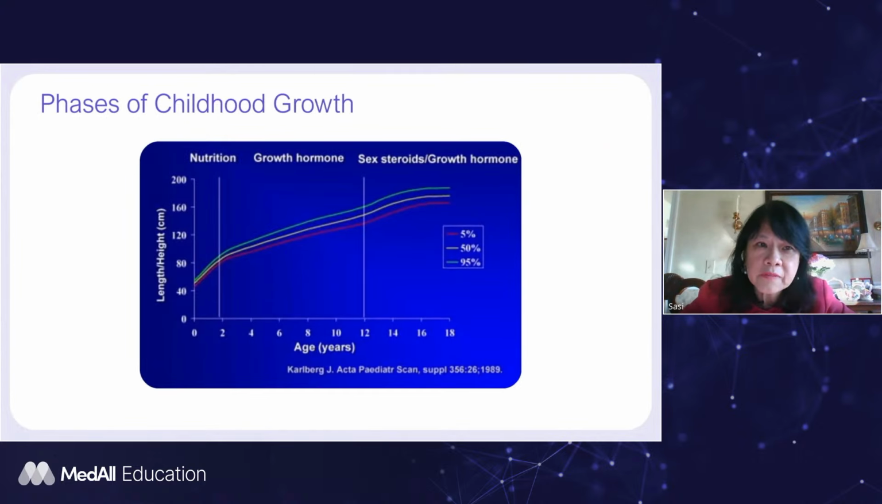So we have different phases of childhood growth. The first 2 years of life are influenced by nutrition, and growth hormone starts coming into play from age 2 years. Then during adolescent years, we have the combination of growth hormone and puberty hormones or sex steroids that help increase growth.